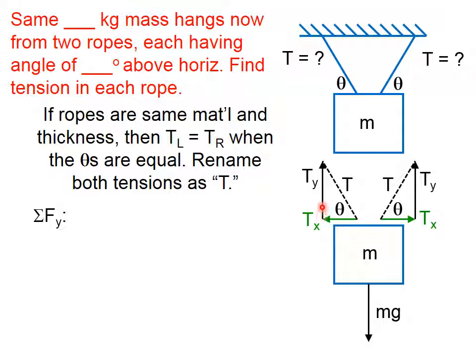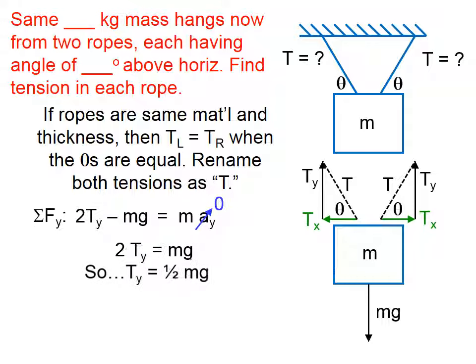We have Ty going up, and another Ty going up, and an mg going down. So that's 2Ty minus mg, and that, according to Newton's second law, is equal to the mass of the object times the acceleration in the y direction, or in the up and down direction. Well, this mass is at rest, so the right side of the equation goes to 0, which leads us to 2 times T sub y is equal to m times g, which means, if we divide both sides by 2, that T sub y is equal to 1/2 m times g.